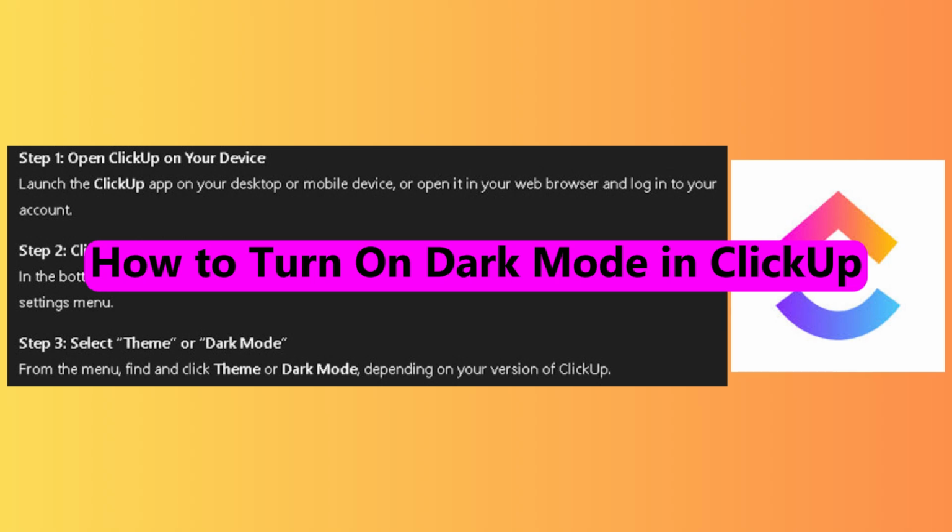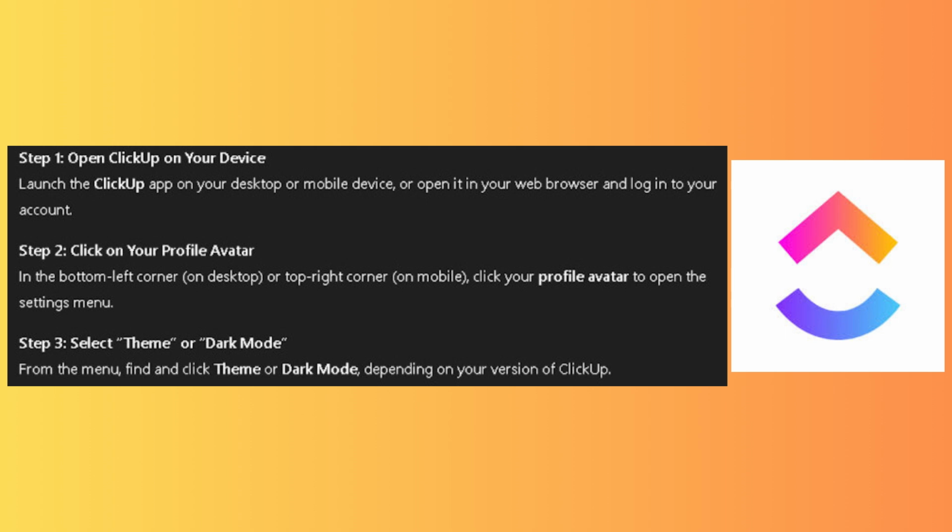In this video, you will learn how to turn on dark mode in ClickUp. Open ClickUp on your device. Launch the ClickUp app on your desktop or mobile device, then log in with your web browser or account settings.